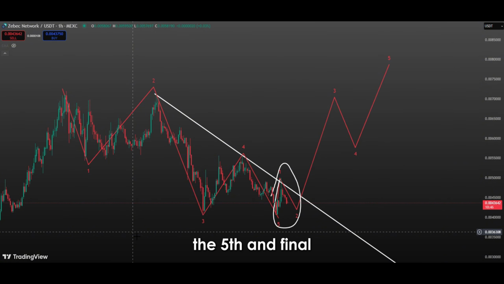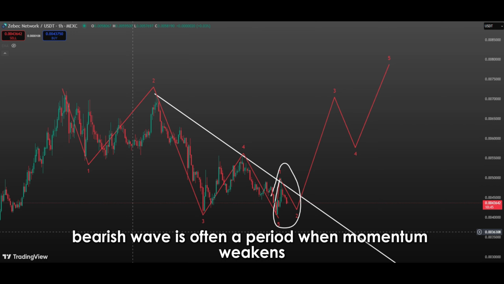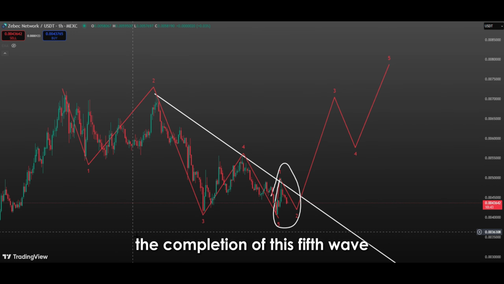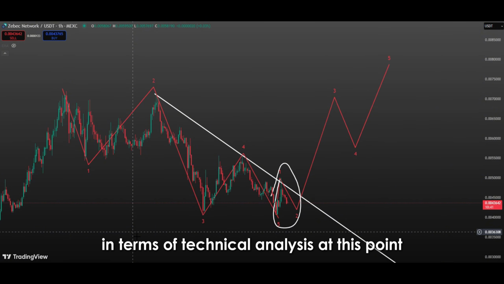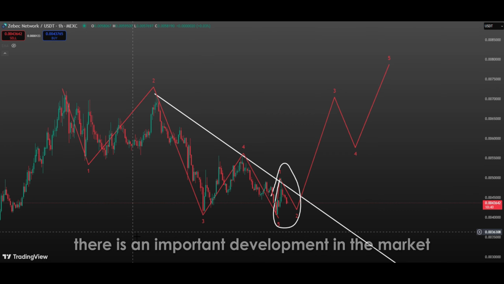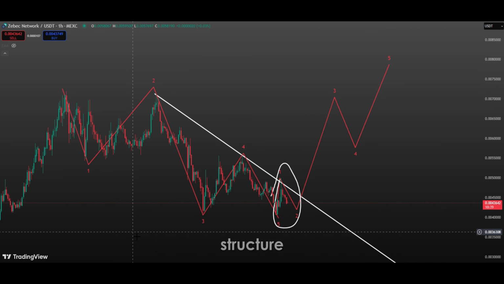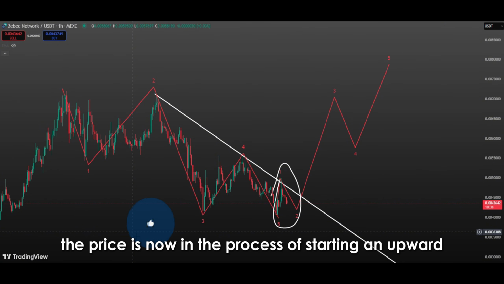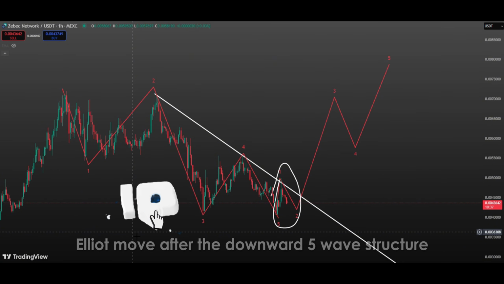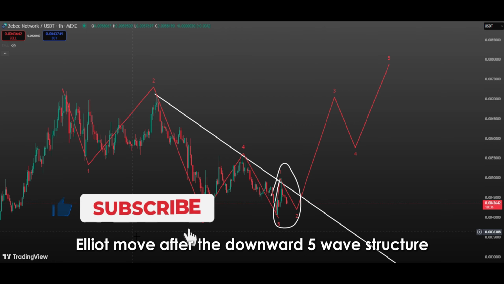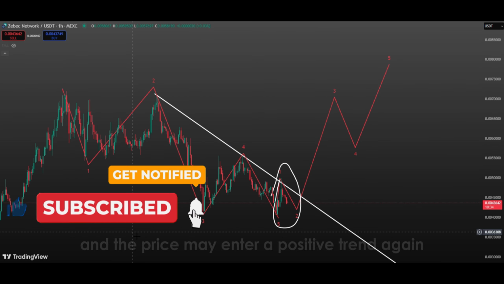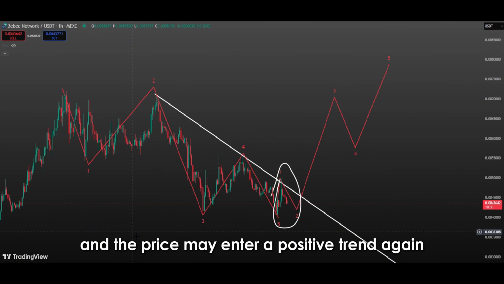The fifth and final bearish wave is often a period when momentum weakens, but the price once again tests the lows. The completion of this fifth wave signals the end of the downtrend in terms of technical analysis. At this point, there is an important development in the market structure that can be considered as a transformation signal. The price is now in the process of starting an upward Elliott move after the downward 5-wave structure.